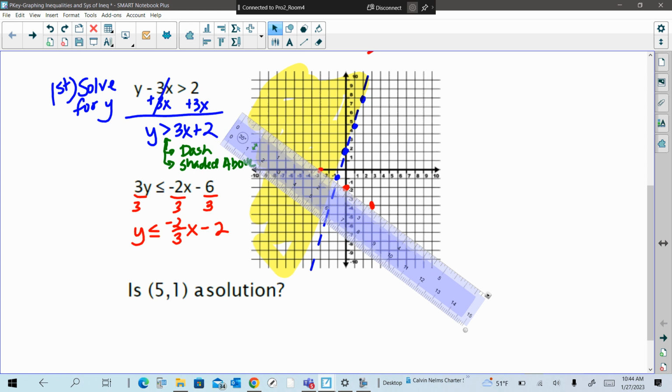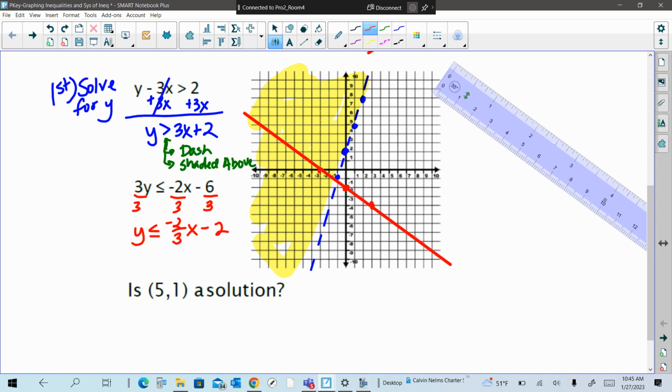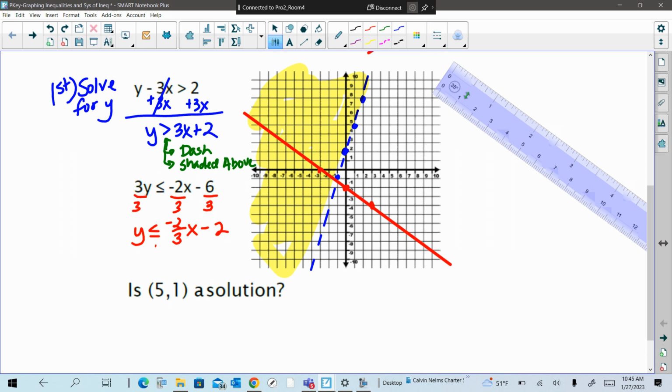There we go. And then what type of line is this one going to be? Solid. Yeah, solid. All right, so I'm going to get my solid line. Okay. But on this graph, how are we going to shade for this symbol? Yeah, we're going to shade below.